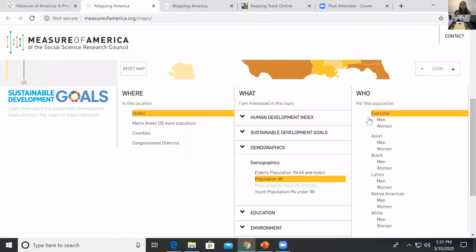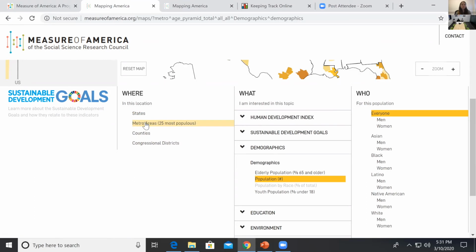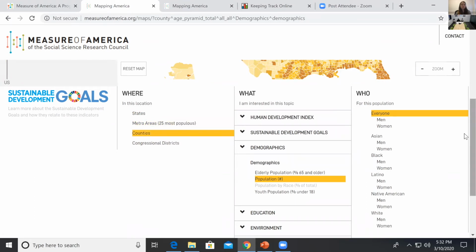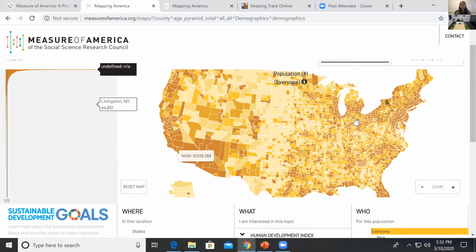But then you can scroll down and you can look at other things as well. So again, you can look at states, metro areas, so those are cities. You can see what they have by county. So here you've got everything broken up by county. And again, it's doing population.